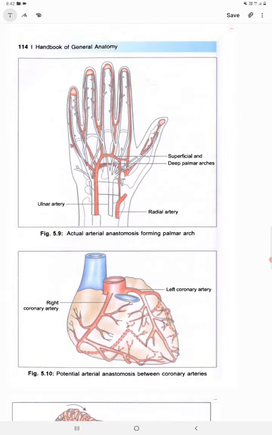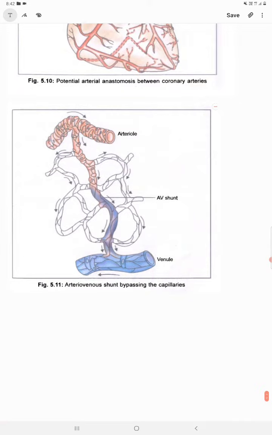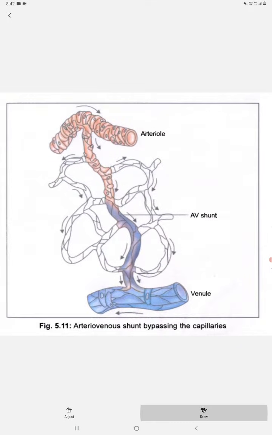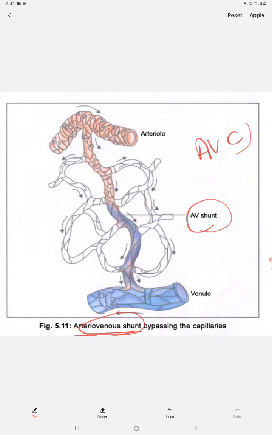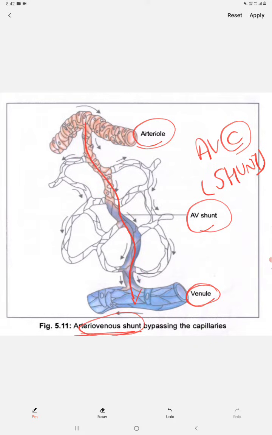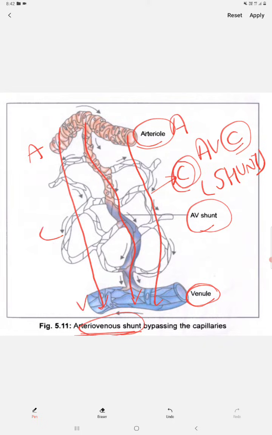And coming to the other point, we have the arteriovenous shunt. Arteriovenous communication, otherwise called as shunt. We can write AV shunt, which means arteriovenous communication, also called as shunt. The arteriole is present and the venule is present. So this is the main communication which can occur. Normally the artery, this white color is the capillaries, artery and the capillaries and then vein. This is the normal communication. Here also artery, capillary and the vein.